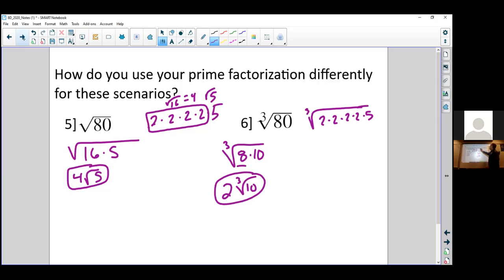And that's third root. So the third root means I'm looking for three of a kind. So that's a perfect cube. Then you have third root. What do you have left? 10. So they match up. So it's your choice how you want to do it.